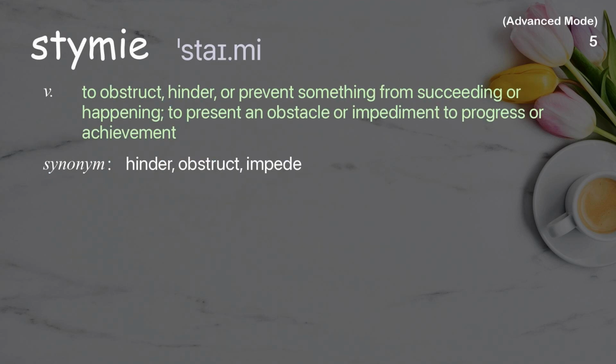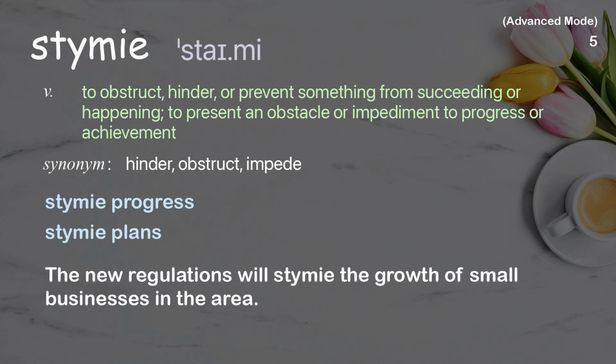Stymie. To obstruct, hinder, or prevent something from succeeding or happening, to present an obstacle or impediment to progress or achievement. Examples: stymie progress, stymie plans. The new regulations will stymie the growth of small businesses in the area.